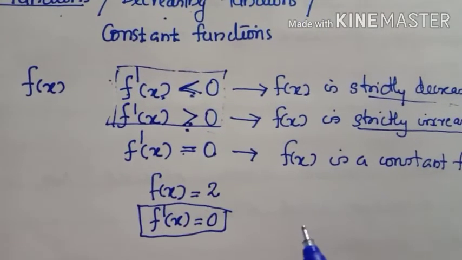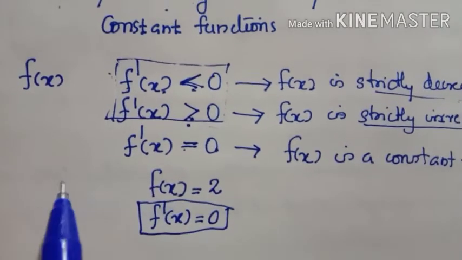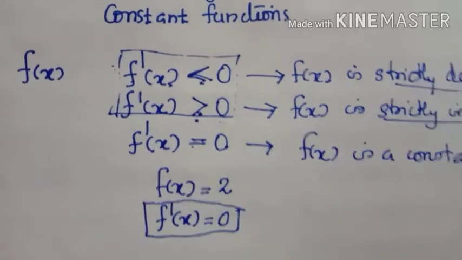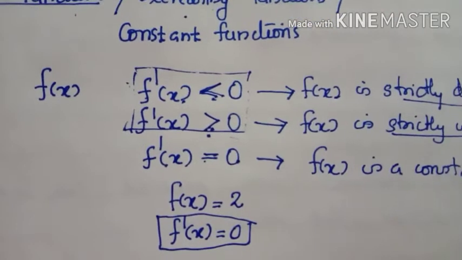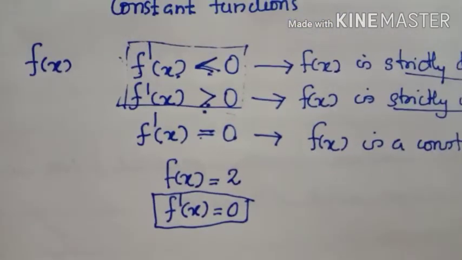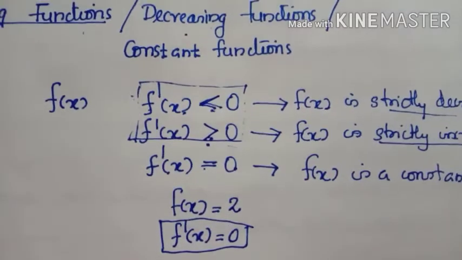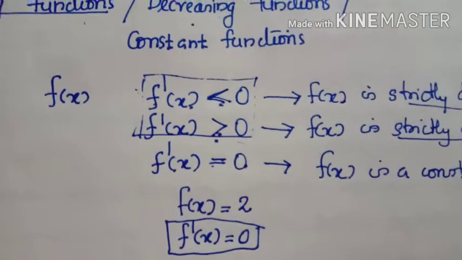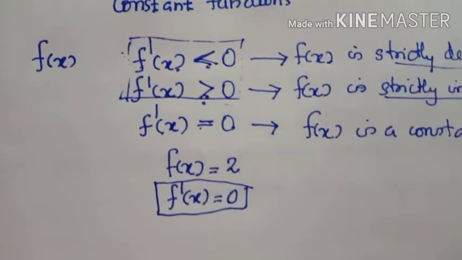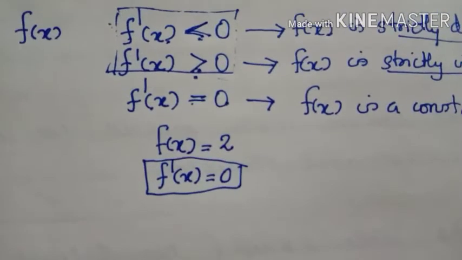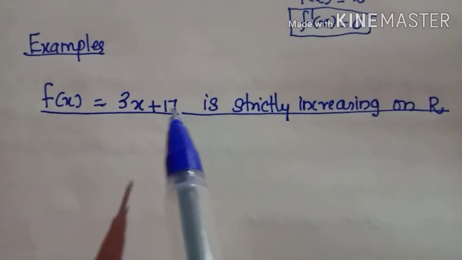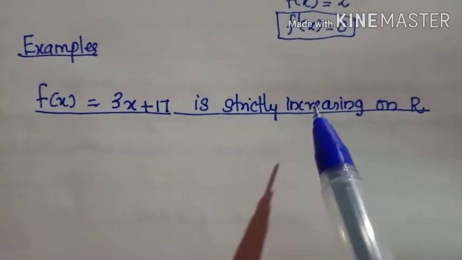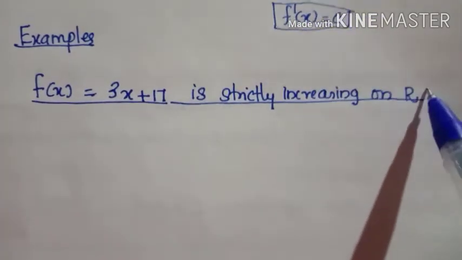Let's see some examples of how to check whether a given function is increasing or decreasing. Also, we will discuss in which interval the given function is increasing or decreasing. Okay, see this example: f of x equal to 3x plus 17 is strictly increasing on R.